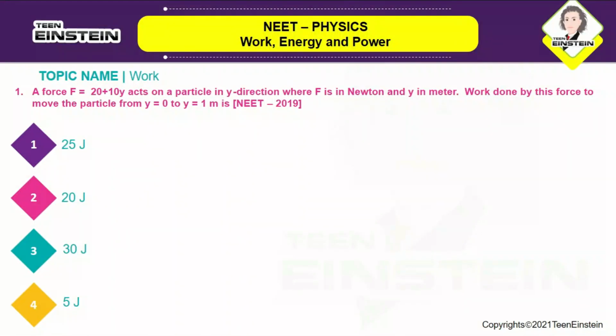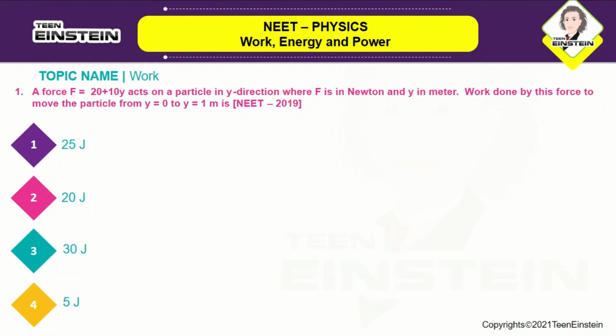So let us move on with the first question. A force F is equal to 20 plus 10y acts on a particle in y direction, where F is in Newton and y in meter. Work done by this force to move the particle from y equal to 0 to y equal to 1 is?